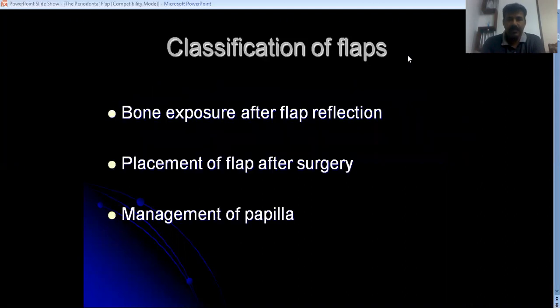Right? Now, you have different types of flaps. So how do you classify these flaps? You can classify one based on bone exposure after flap reflection, whether the bone is exposed or the bone is not exposed. So that is one classification. Second is where you finally place the flap and suture after your procedure, so based on placement of the flap after surgery. Third is how you manage the interdental papilla. We'll go one by one.